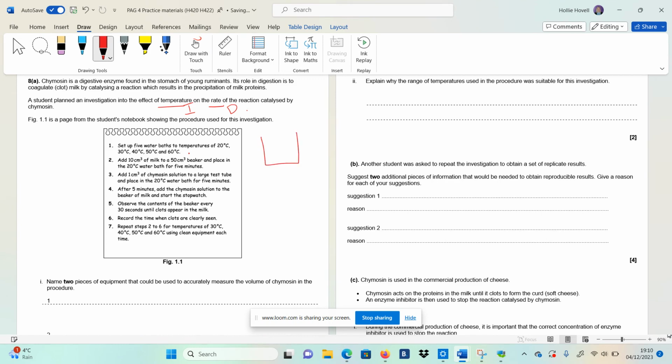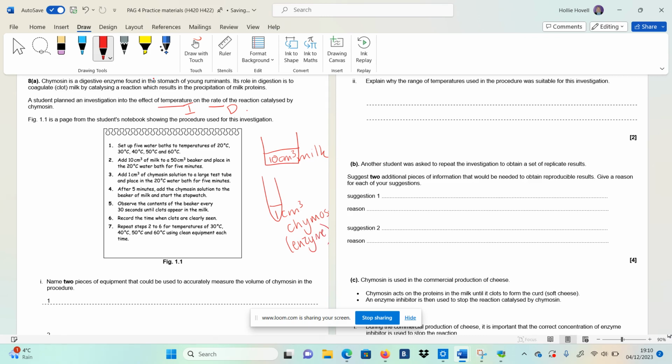Get a beaker and we're going to add 10 centimetre cubed of milk and we're going to place it at 20 degrees for 5 minutes. Then we're going to get a test tube and we're going to add 1 centimetre cubed of chymosin. It's told us that chymosin is the enzyme. It told us that in the question.